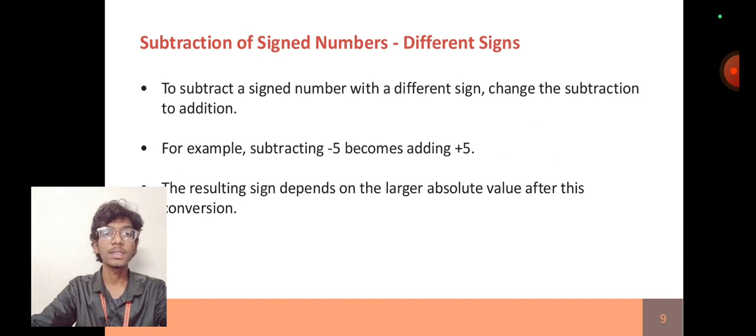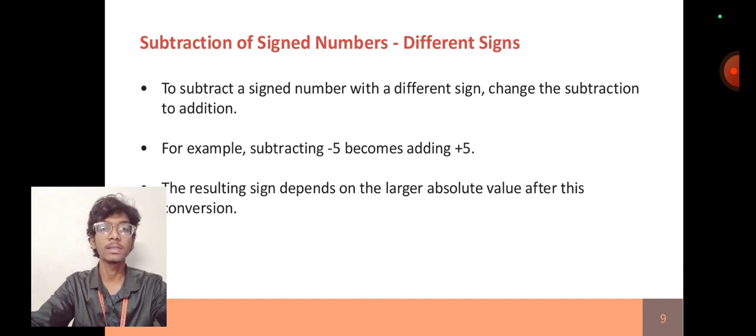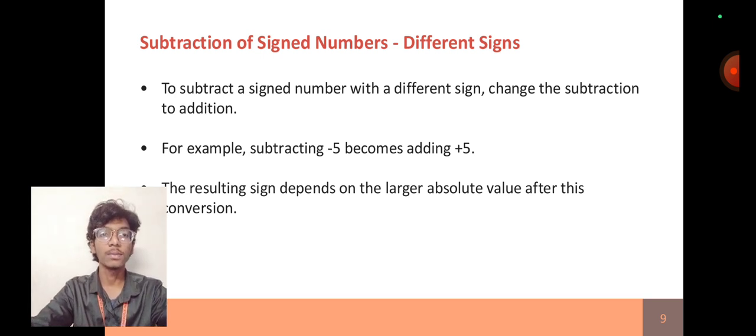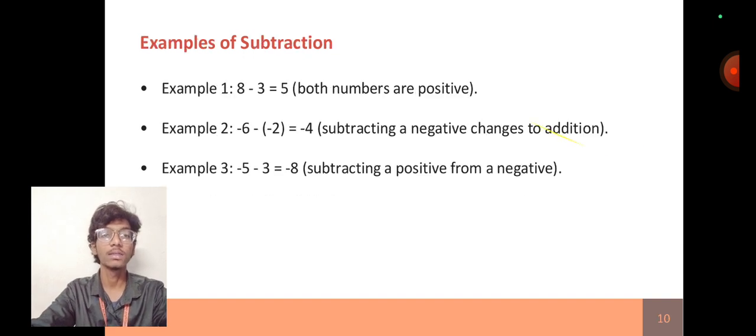And next, subtraction of signed numbers using different signs. To subtract a signed number with a different sign, change the subtraction to addition. For example, subtracting minus 5 becomes adding plus 5. The resulting sign depends on the larger absolute value after this conversion.